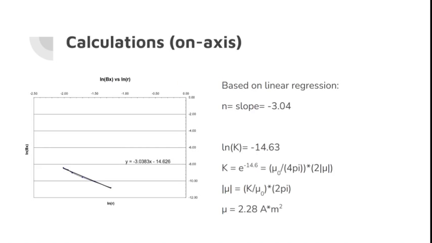Calculations. We used the equation from this graph based on the linear regression. So n, its slope, is negative 3.04, which is very close to our expected value, which is supposed to be negative 3. And shown on screen is the calculation to find mu. And as you see, I got 2.28.